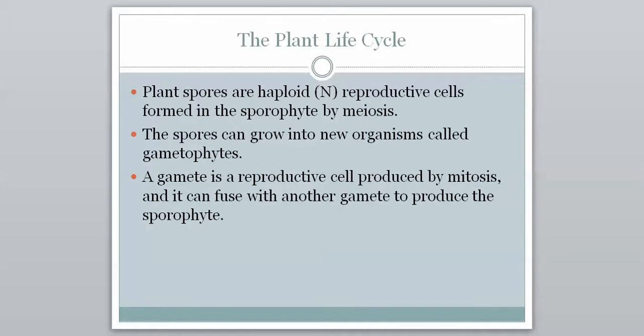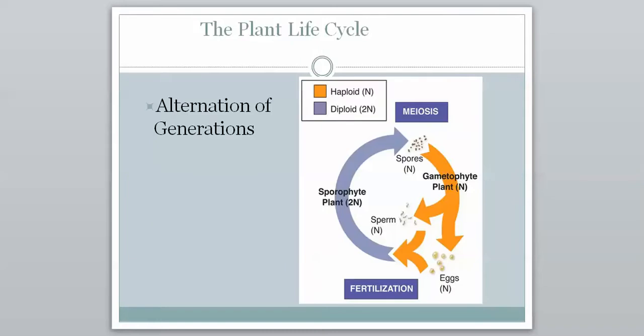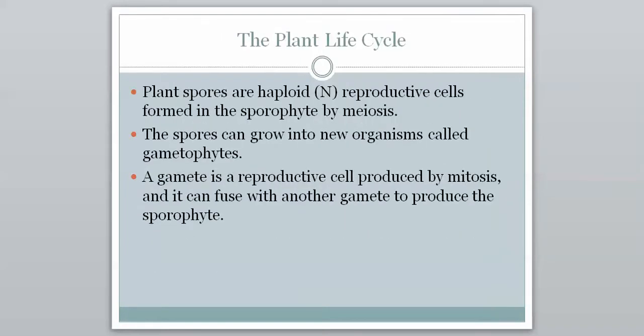And then plant spores are haploid. Reproductive cells form in the sporophyte by meiosis. The spores can grow into new organisms called gametophytes. A gamete is a reproductive cell produced by mitosis, and it can fuse with another gamete to produce the sporophyte. So I think I went over all that. We have it in picture form right here and word form right here. So whichever works best for you, you can look at that.